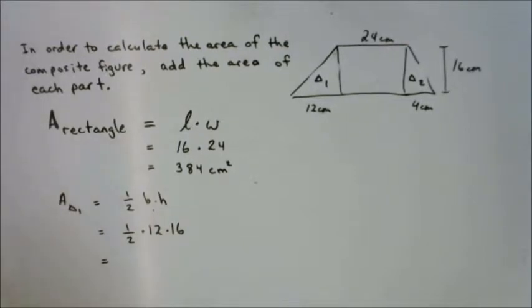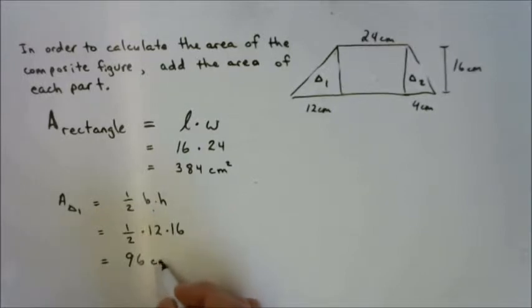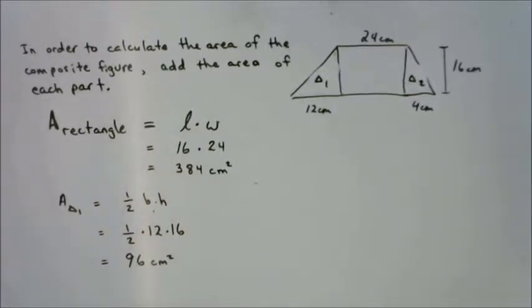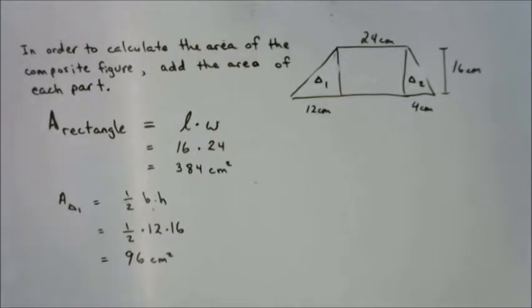And somebody's punching that into your calculator. The best way to do that would be 12 times 16 divided by 2, or just 12 times 8. 96. And it's measured in centimeters squared. Excellent. Go ahead and try the last triangle on your own.